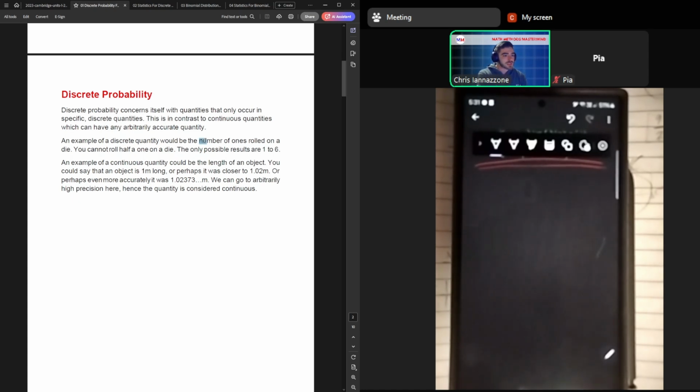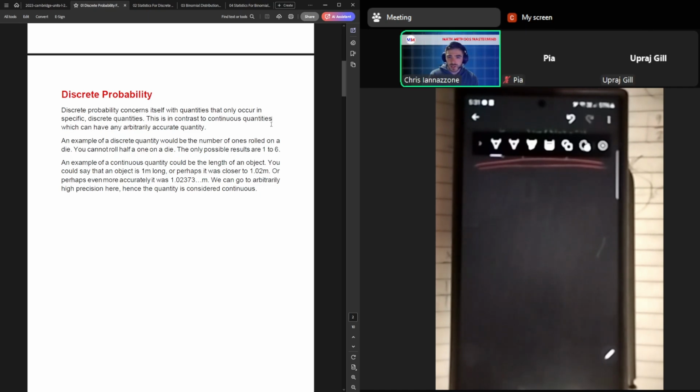One of the examples I give here would be the number of ones rolled on a dice. You can only ever roll an integer number of outcomes, right? There's no possibility of rolling half of a 1 on a dice. You either roll a 1, a 2, and so on and so forth. You have very specific outcomes.